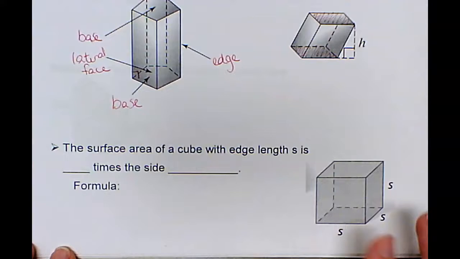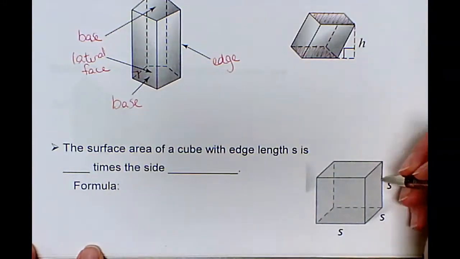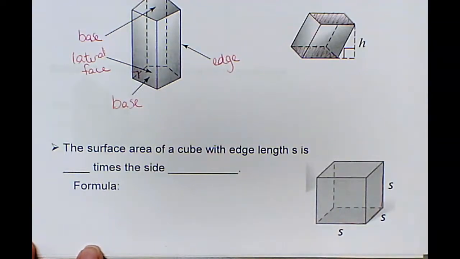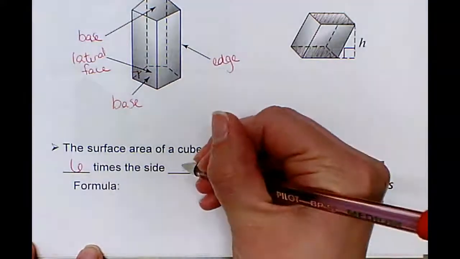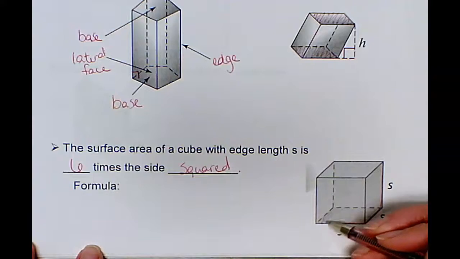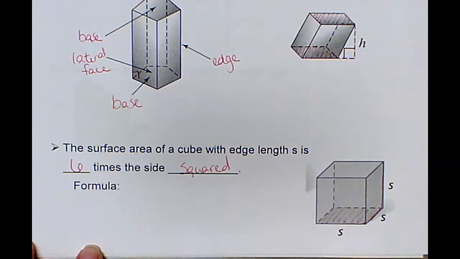At the bottom of the second page, it says the surface area of a cube with edge length S. Notice that all of the edges have length S in a cube because it's made up of 6 squares. So the surface area of a cube with edge length S, that formula is a little different. It's 6 times the side squared, because in order to find the area of one of the faces, you multiply base times height, so side times side, that's side squared, and then there are 6 of these faces.